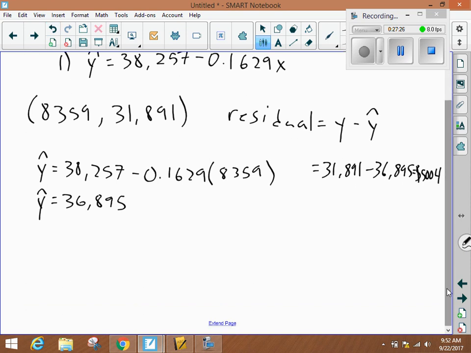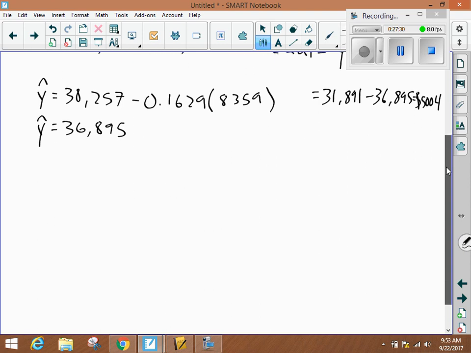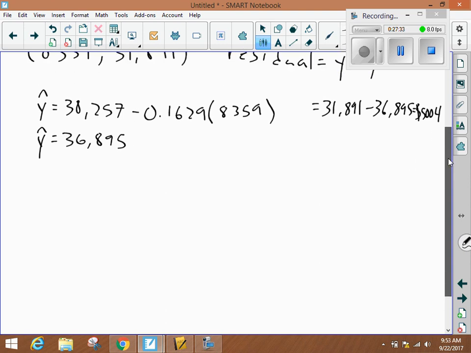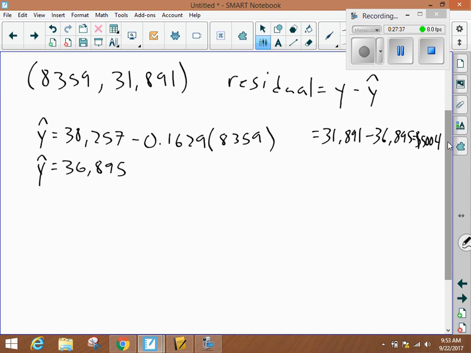All right, let's look at it. Our actual value for 8,359,000 miles was 31,891, and our predicted value was 36,895, right? Which turns out, sorry, that should be negative. I ran out of room.